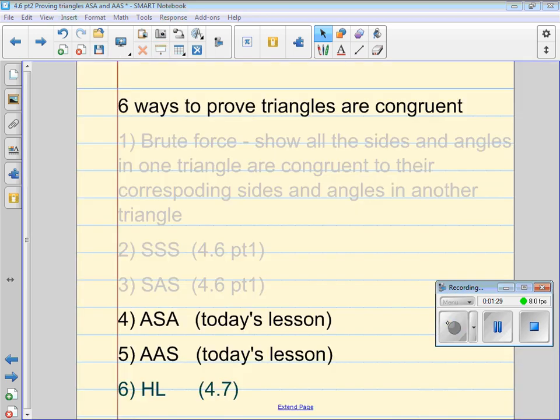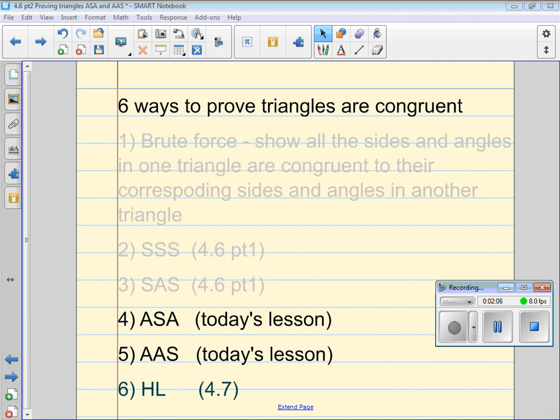Let's move on. So we have 6 ways that we're going to learn in this chapter to prove triangles congruent. So far, we have 3 ways to prove it. One is what I call brute force. You just show every single thing in one triangle matches every single thing in the other triangle. So 3 sides in one triangle are congruent to 3 sides in another, and you have to show that the 3 angles in that first triangle match 3 angles in the second triangle. Okay, so that's a lot of work. That's 6 pairs of things you have to show are congruent to show that the triangles are congruent.